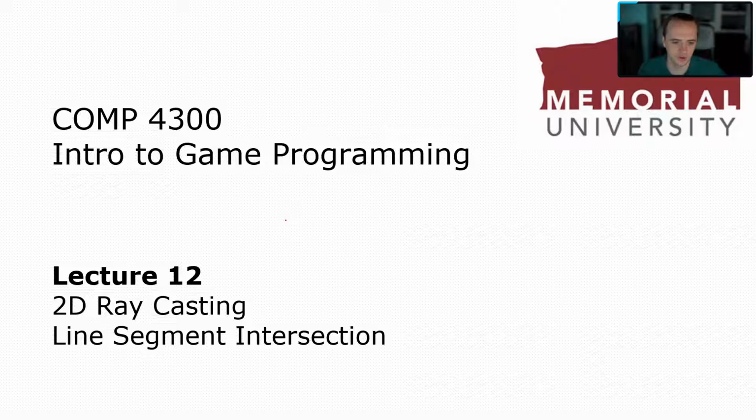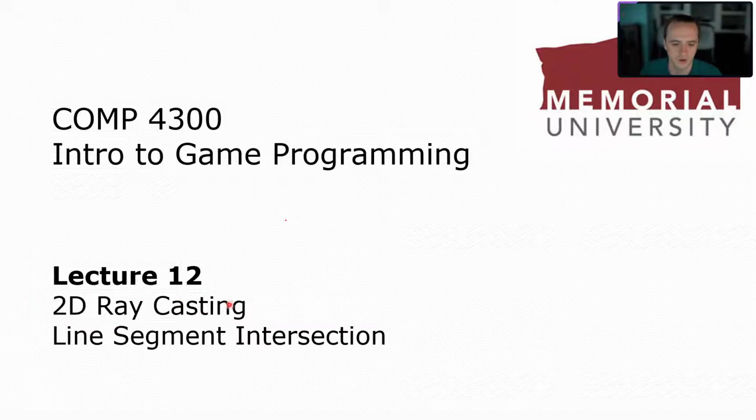So today we're going to be looking at two things which are very, very related. 2D raycasting, or you may have heard of it as ray tracing. Ray tracing is just iterated raycasting. And also 2D line segment intersection. So 2D line segment intersection is required for 2D raycasting.